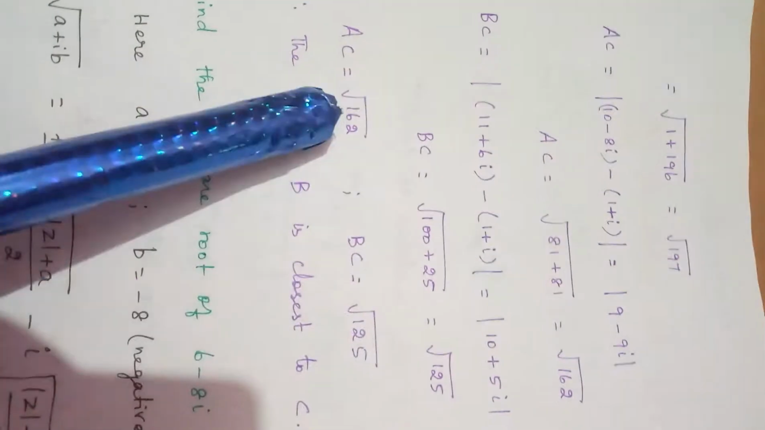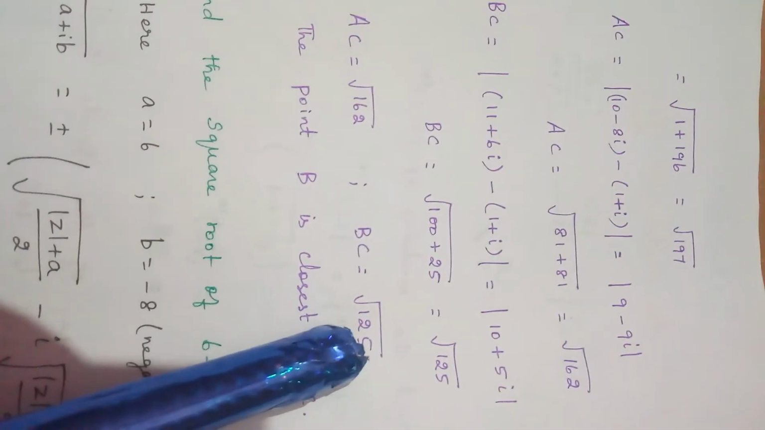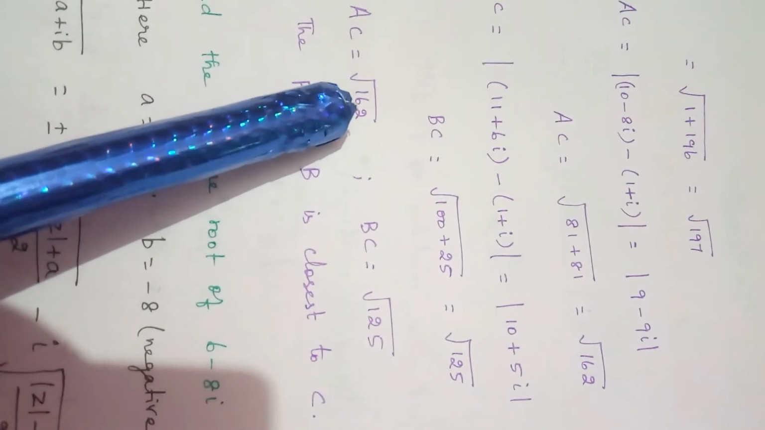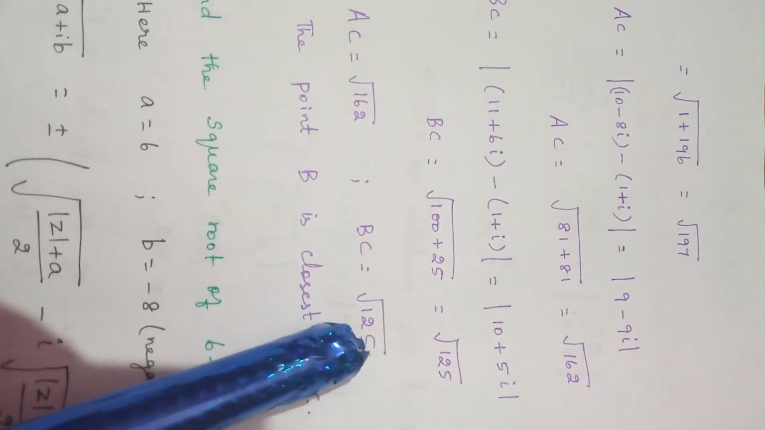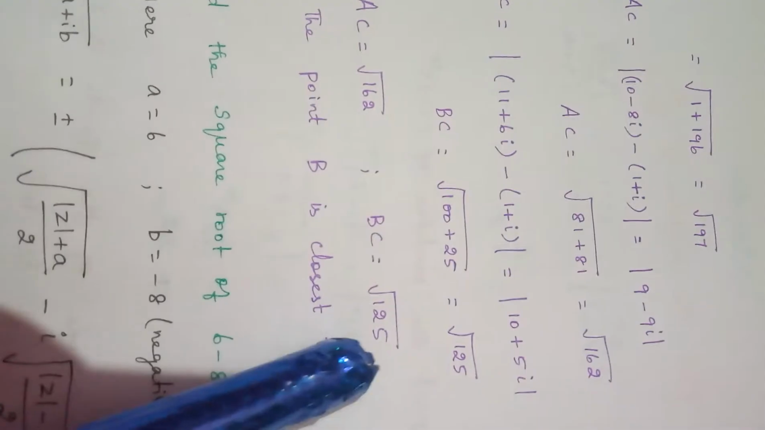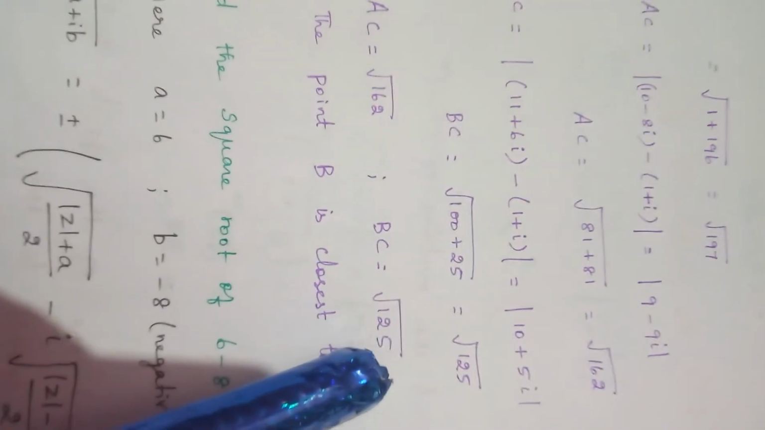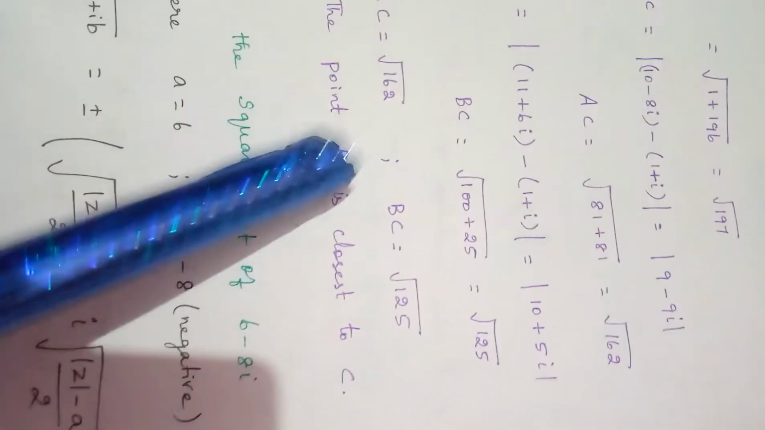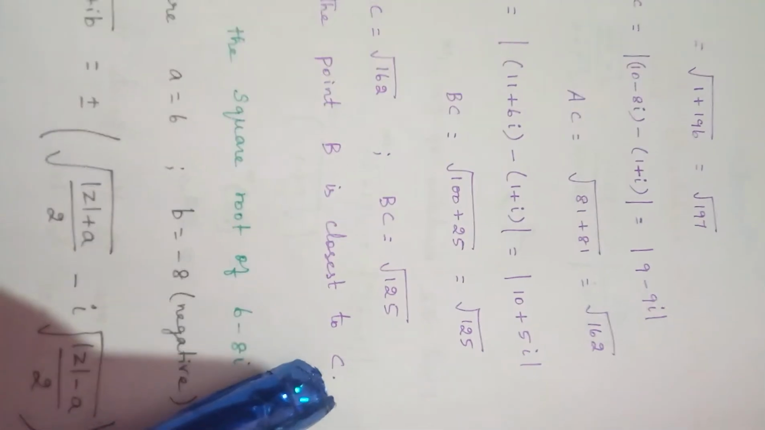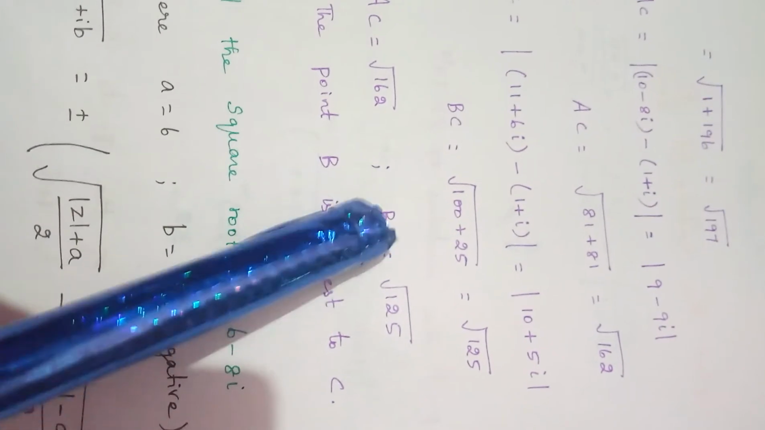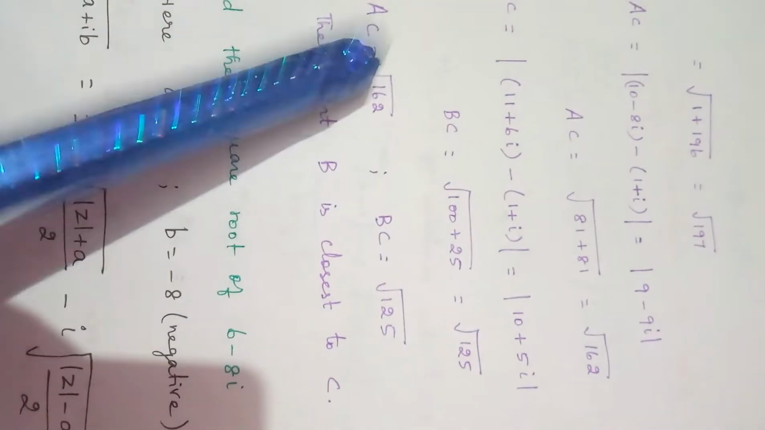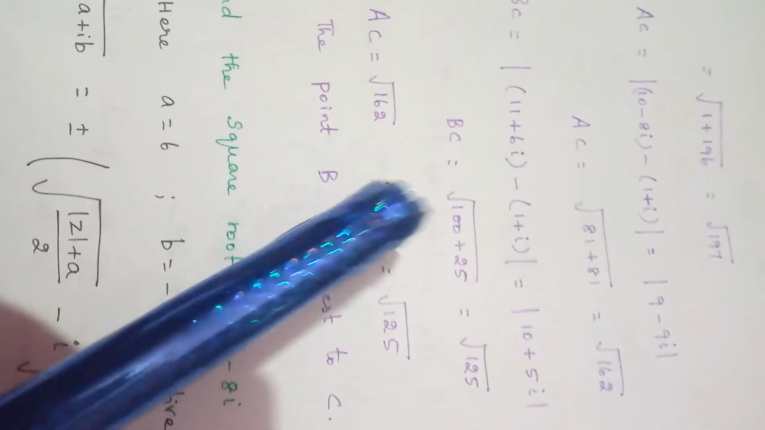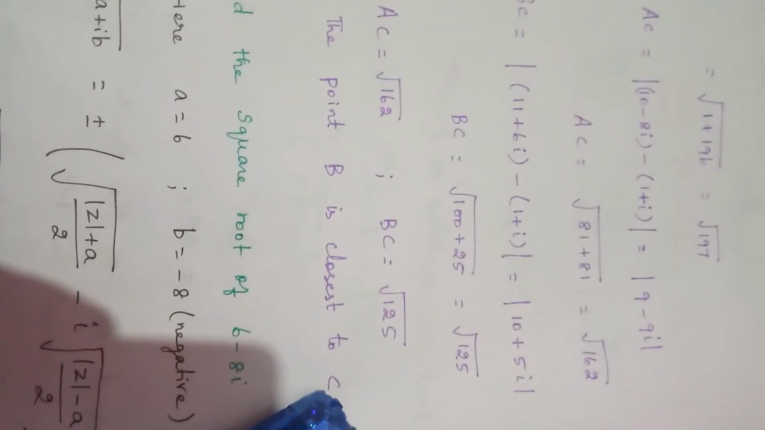Now see these two values, which is bigger? Definitely root 162 will be bigger than root 125. So this gives the bigger value, this gives the smaller value. What is the meaning? Which point is closer to C? Therefore the point B is closer to C, because only BC value is smaller than AC. So the point A is a little bit far and the point B is the closest point to C.